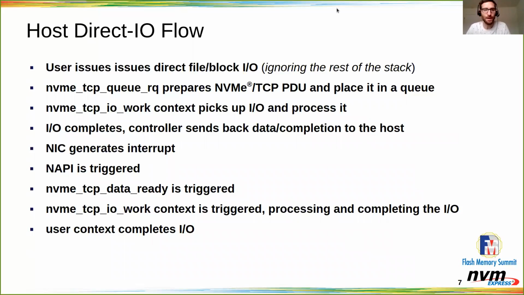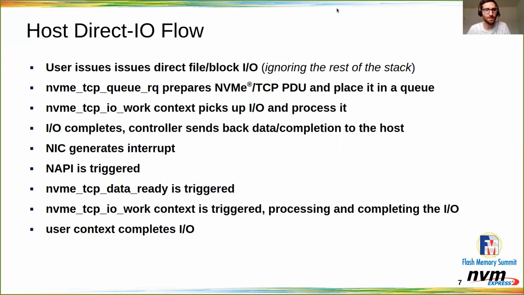queue for further processing. Then we have the IO work, that's the IO context or the IO thread. It picks up this IO and starts processing it, actually sending it to the controller. Then the controller processes it, completes the IO, and sends back data if it's a read, and the completion to the host. Once the host receives it, the first one to see it is the NIC.